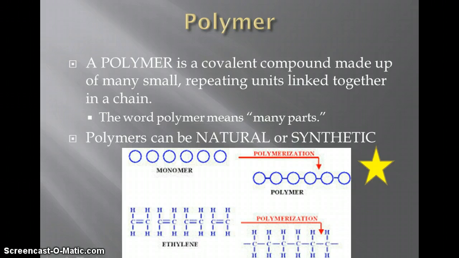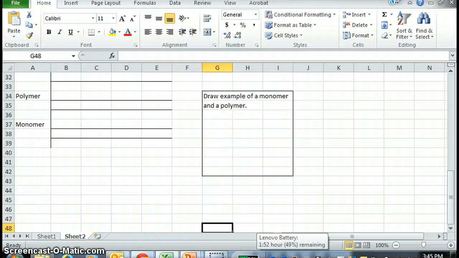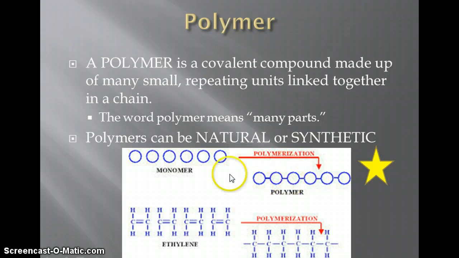Now we're on to polymer. I want you to draw this picture here. You can just draw the monomers and the polymer in that box in your notes. A polymer is a covalent compound that's made up of many small repeating units linked together in a chain. The word polymer means many parts: poly, many, mer, parts. Polymers can be natural or synthetic. Examples of natural polymers are cellulose, which is a polymer that makes up plants, and keratin, which is what's in your hair and nails. Synthetic polymers are things like plastics and those types of synthetic materials.